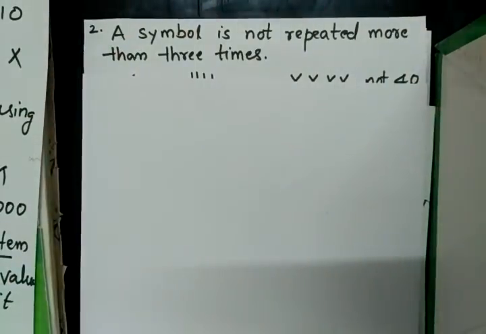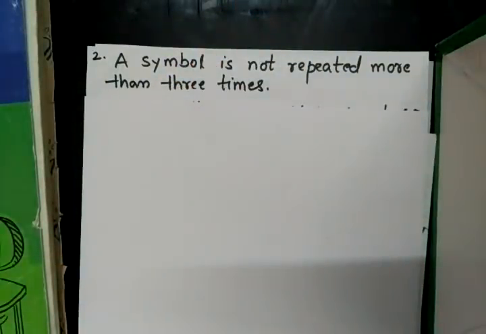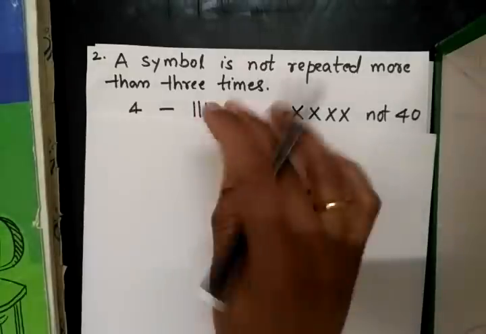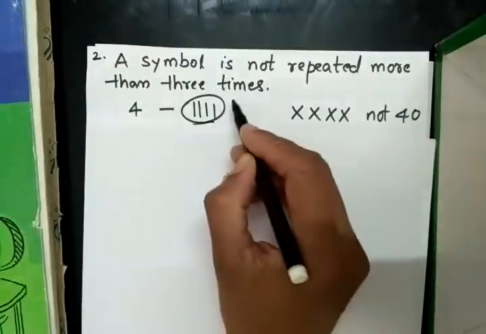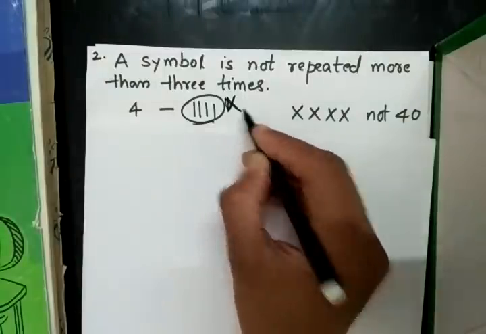In that rule, it is told that a symbol is not repeated more than 3 times. A symbol cannot be repeated more than 3 times, maximum 3 times only. For example, 4. Can we write 4 like this? No, it is not a 4. We cannot write a 4 like this. This is not correct.